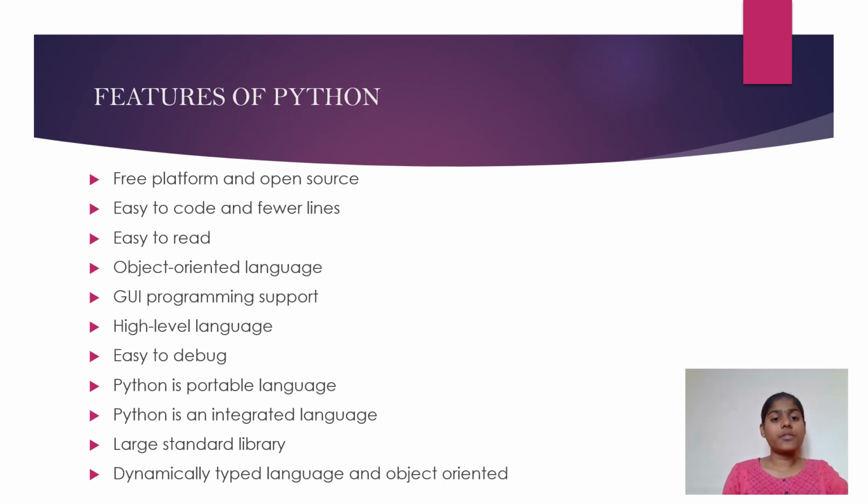Now let's look into the features of Python. Free platform and open source, easy to code with fewer lines, easy to read, object-oriented language, GUI programming support, high-level language, easy to debug. Python is a portable language. Python is an integrated language, has a rich standard library, is a dynamically typed language and is object-oriented.